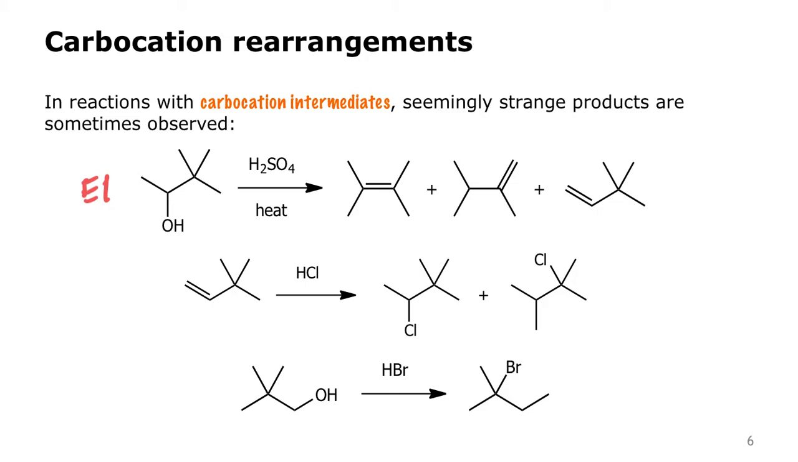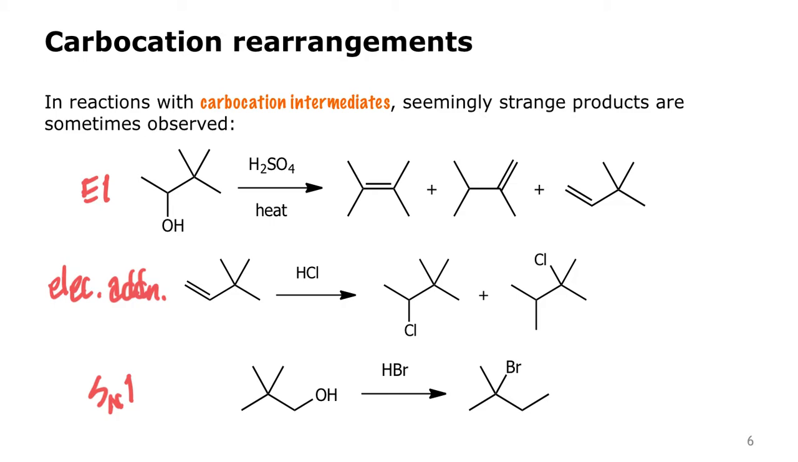The second example is an electrophilic addition. We looked at these in an earlier chapter, where we're doing a hydrohalogenation of an alkene, and you'll recall that protonation of the alkene leads to a carbocation intermediate. And then finally, this last example is an SN1 substitution.